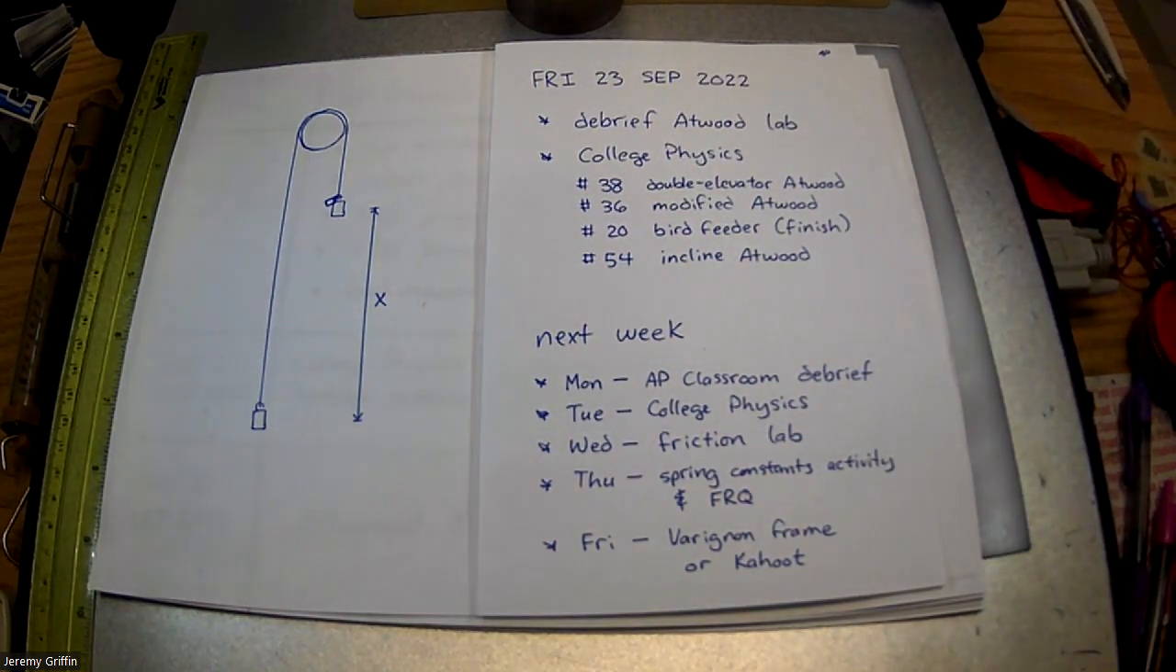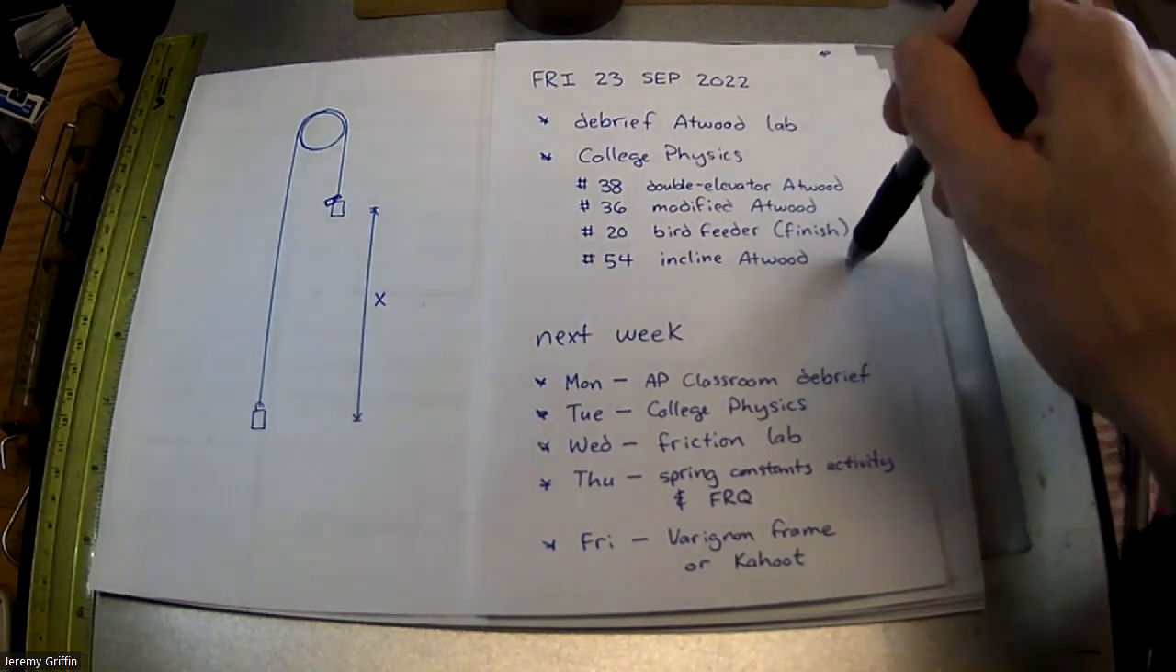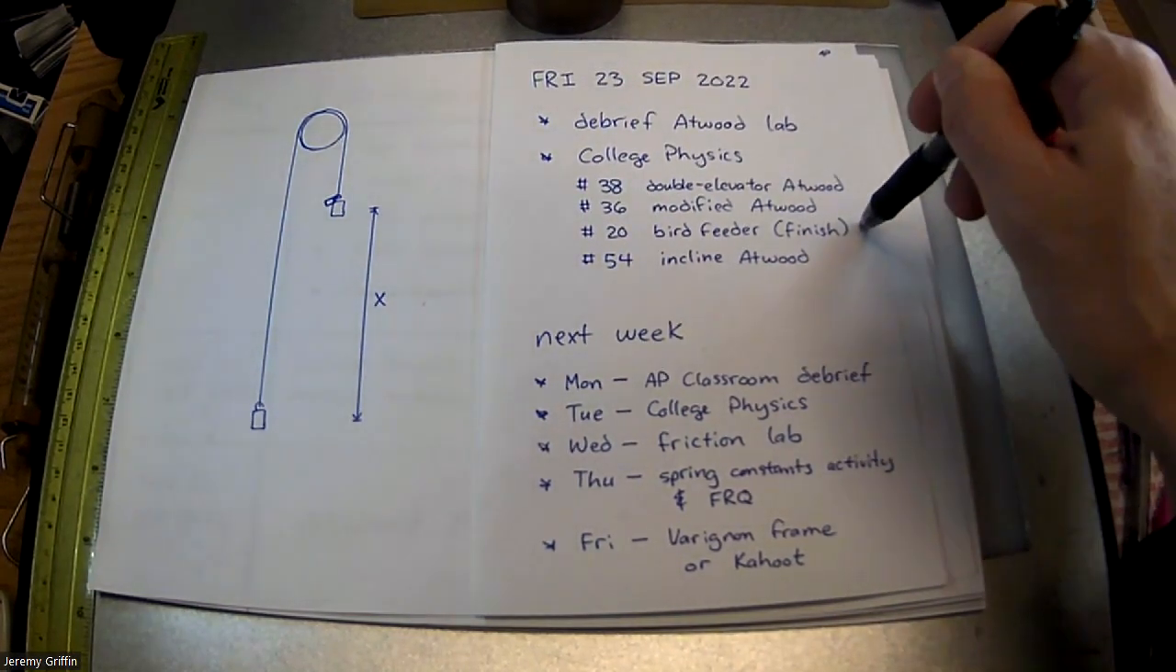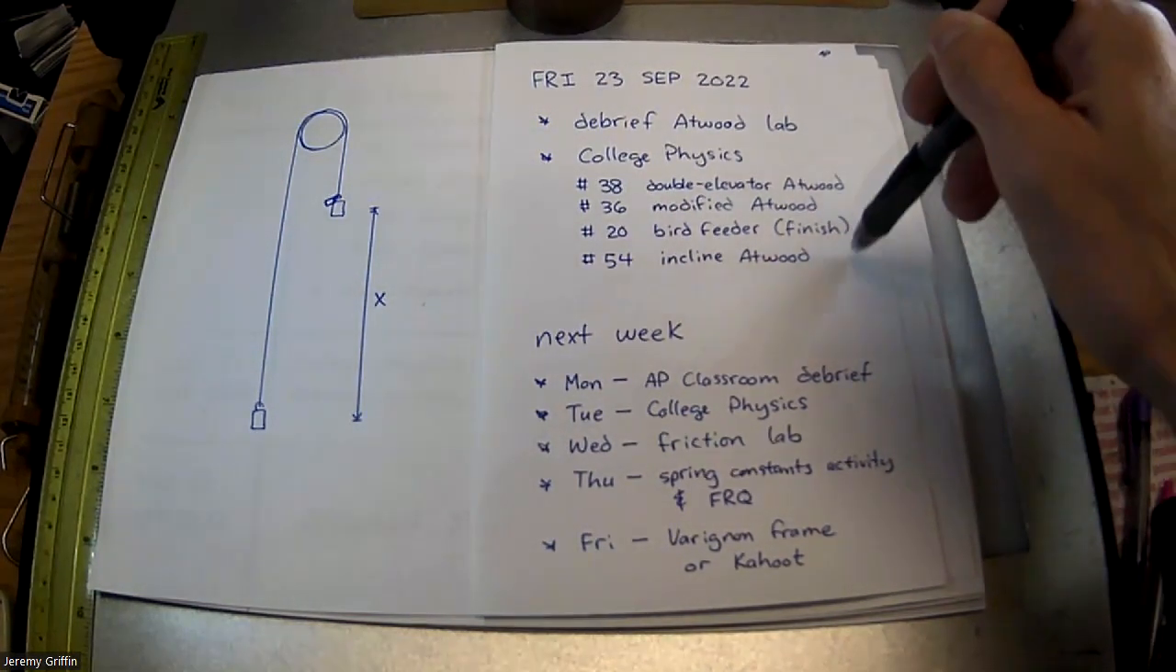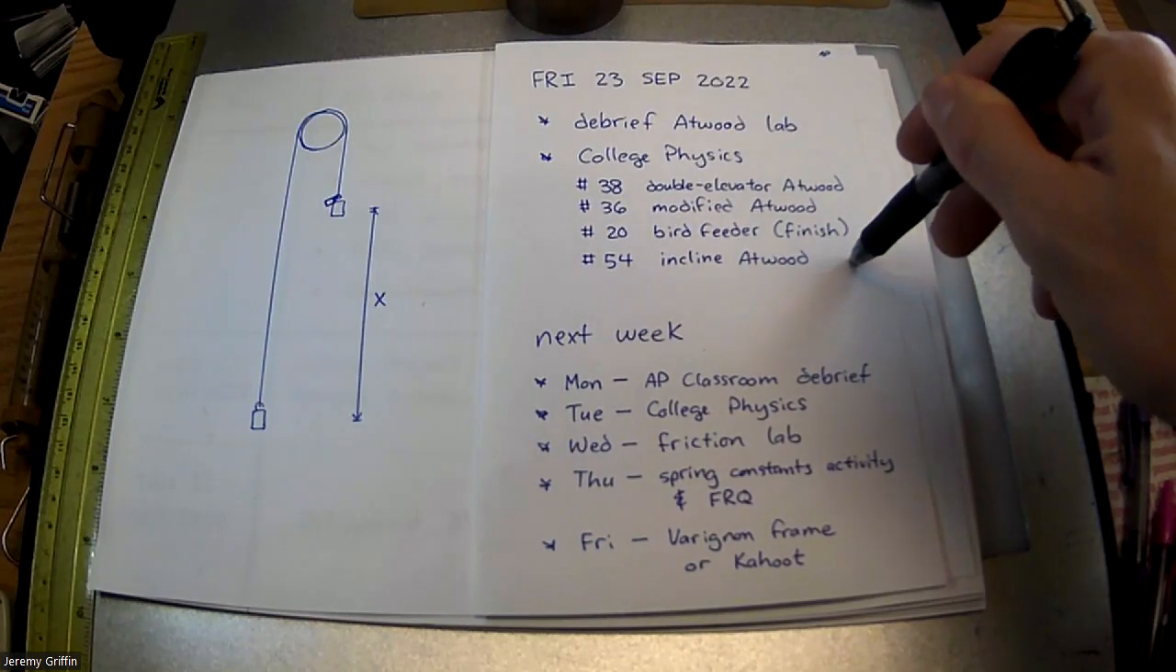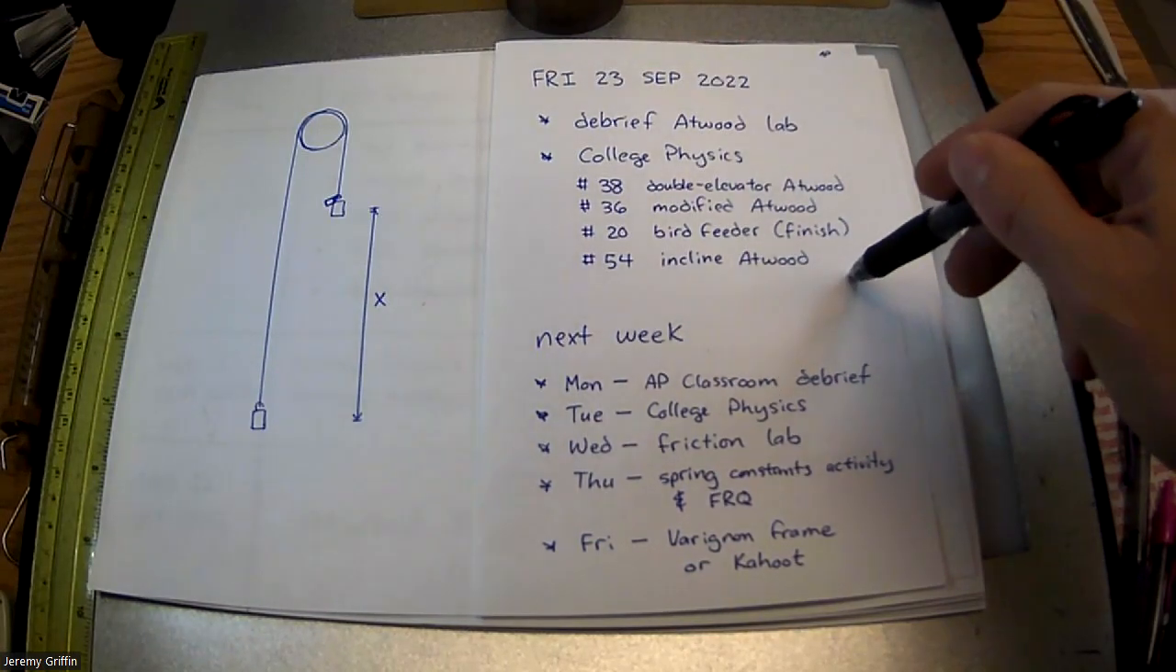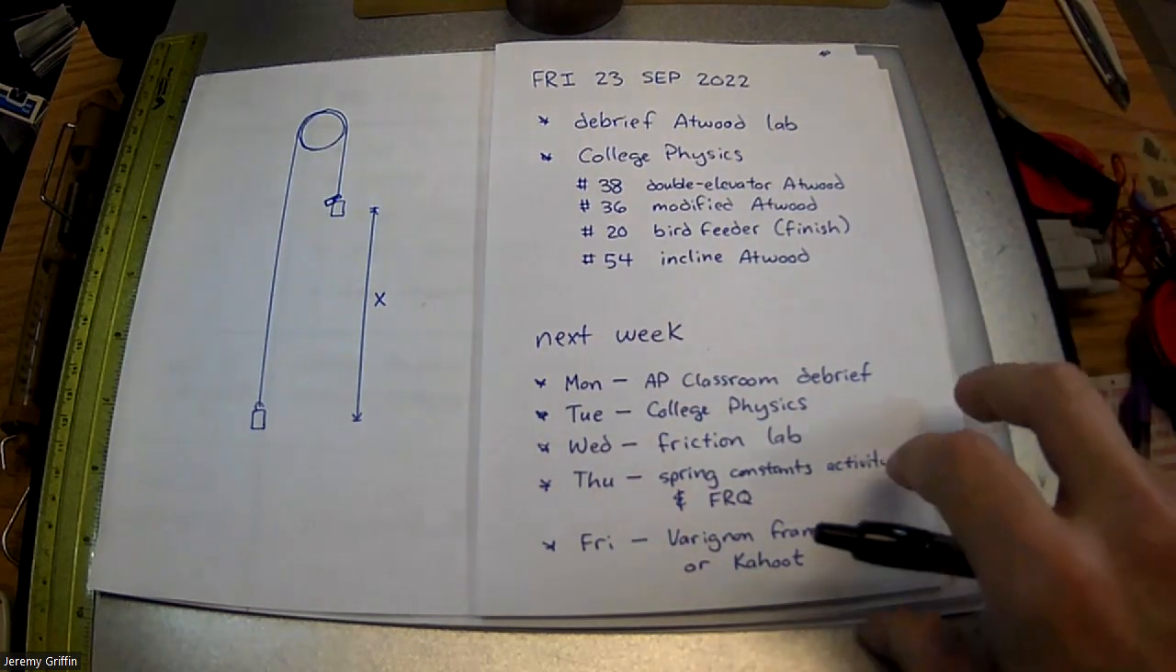I'd like to also hit some college physics textbook problems. We still have to finish the Bird-Peter problem, so I want to go back, hit that. And then there are a bunch of Atwood related type questions that I'd like to hit before the weekend. Okay. Next week, got some fun stuff coming up.